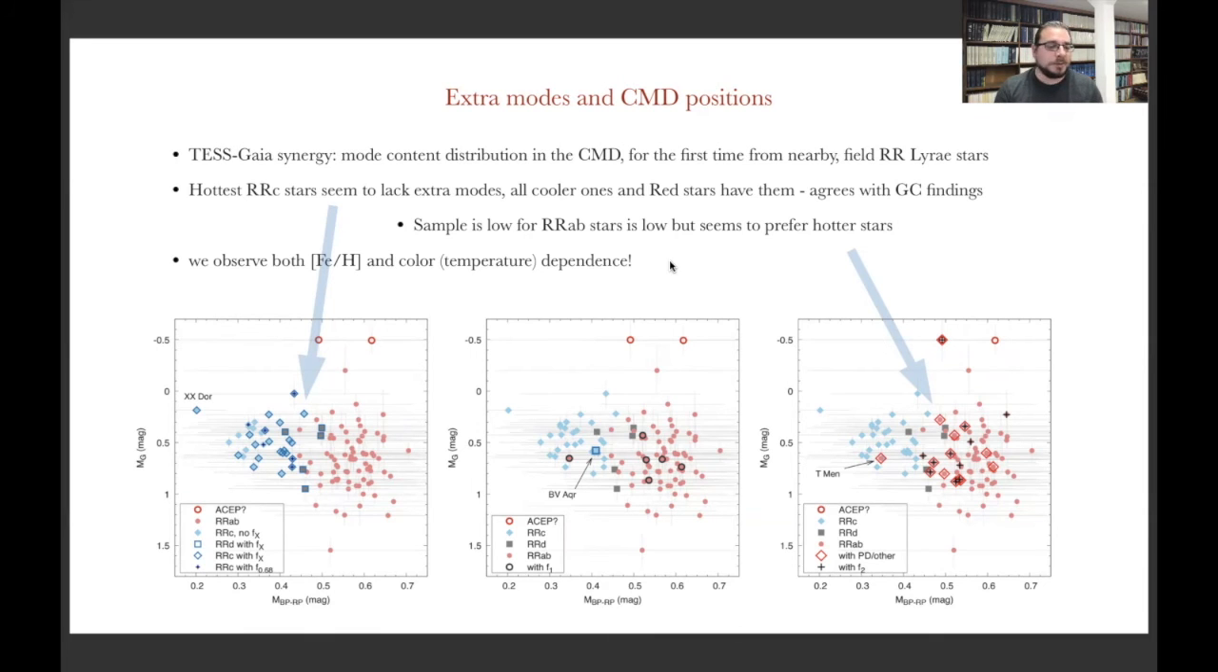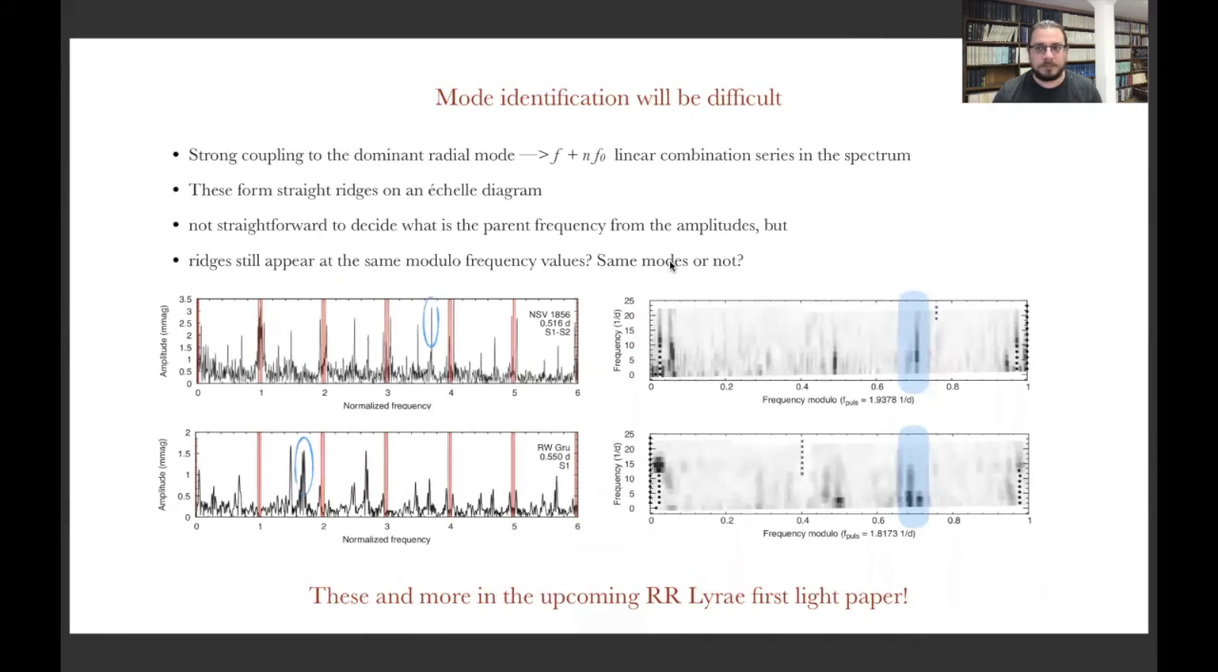Overall, we detect not only metallicity dependence for mode excitation, but we also see a dependence on color or effective temperature as well. However, identification of these modes will be difficult. There is a strong coupling to the dominant radial mode that creates a series of linear combination peaks in the frequency spectrum. And if we create an echelle diagram with the dominant radial mode, these series will form straight ridges on this echelle.